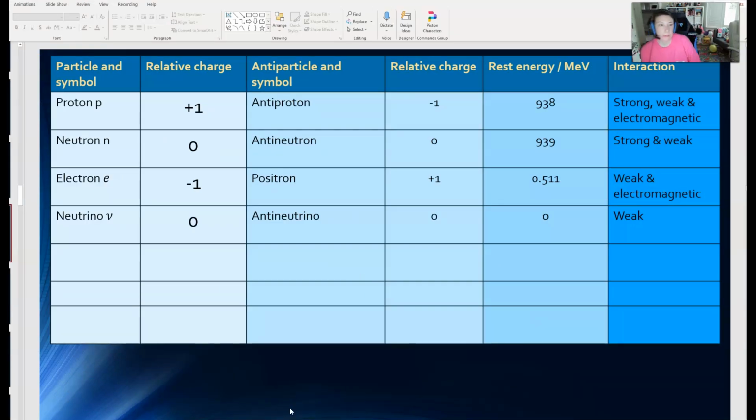So then we have a neutrino, which has a symbol. It's like an italic V. It has a relative charge of 0. Its opposite is an antineutrino, which will obviously also have a relative charge of 0. It also has no mass, so it has no energy. It's a very strange particle. Its rest energy is 0 and its interaction is through the weak force.